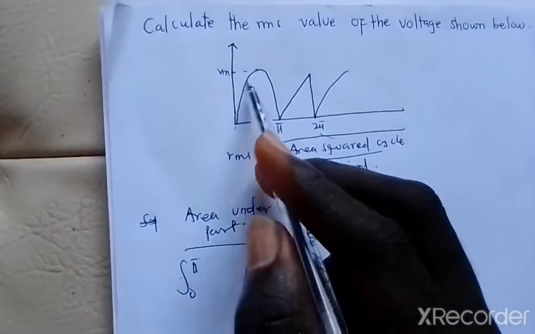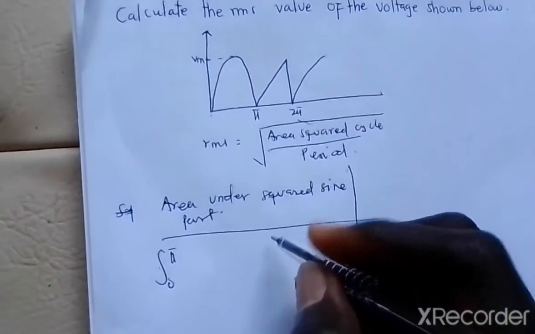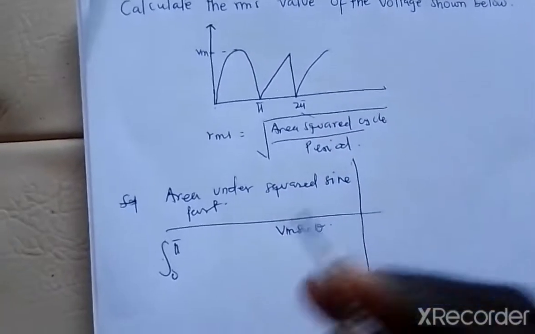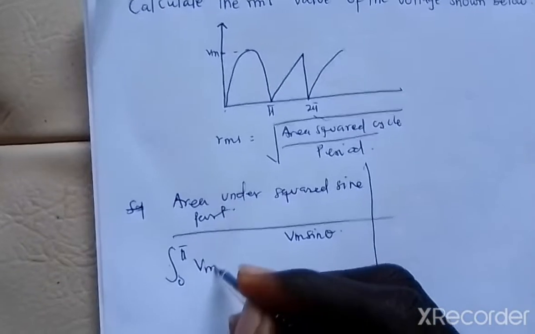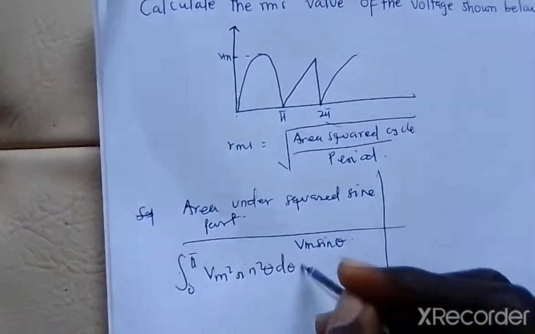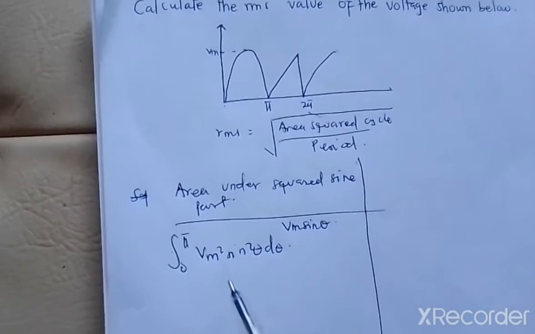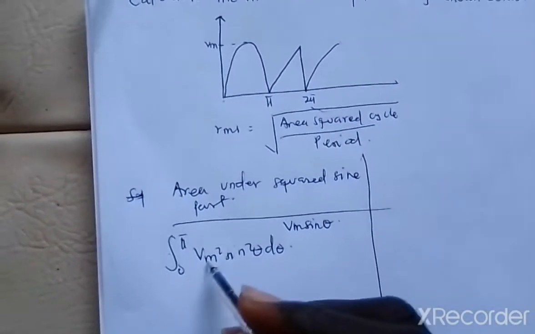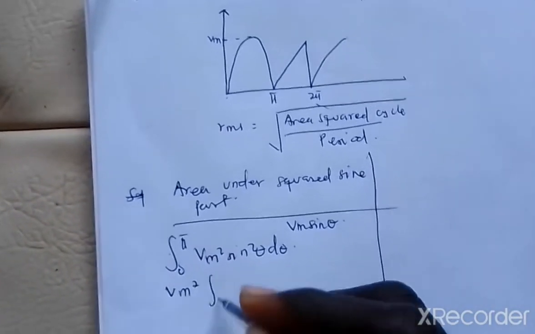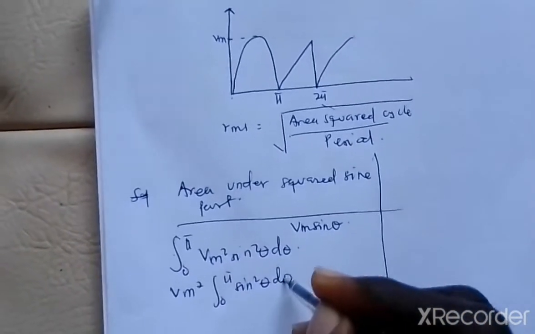of the squared. You know that for a sine wave, its normal waveform is Vm sine theta. So here, the squared is going to give us Vm squared sine squared theta d theta. That is our integral that we are going to find the value of. Here we put the Vm squared, because it's a constant, out. So you are going to get Vm squared, integral 0 to pi of sine squared theta d theta.